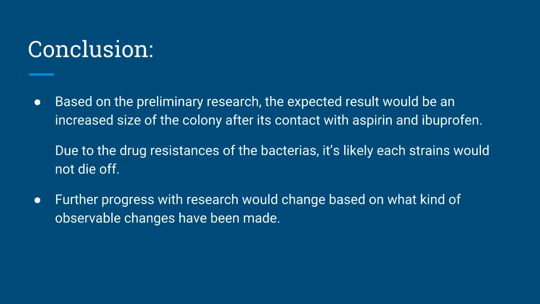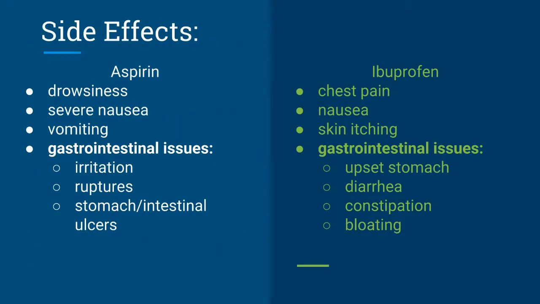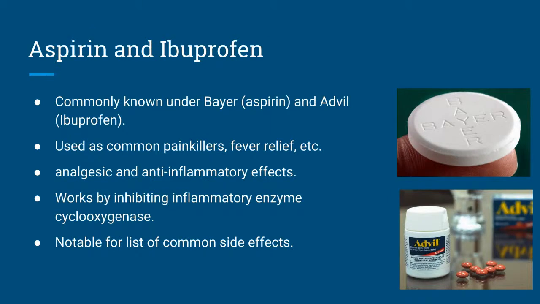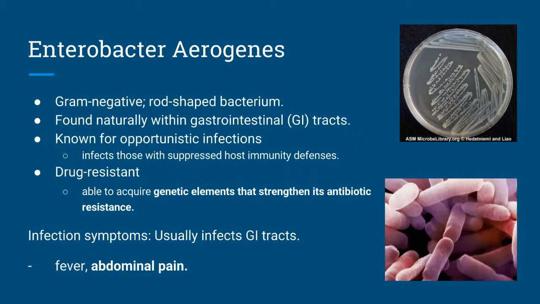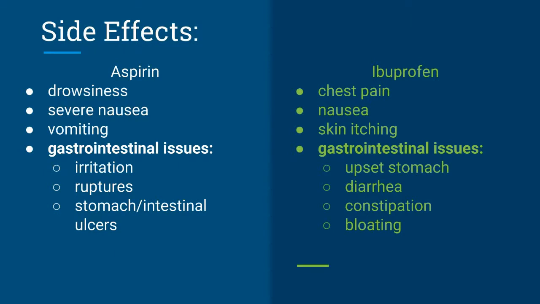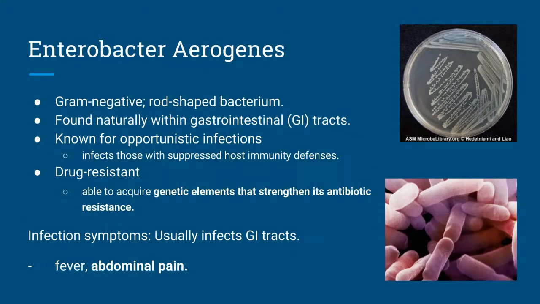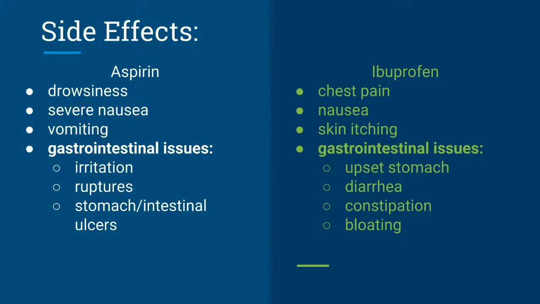Did you mention E. coli after that beginning slide? What is the correlation for E. coli afterwards? Okay. So when E. coli and Enterobacter aerogenes infect the body, the symptoms they show are very similar to the side effects of aspirin and ibuprofen, which include gastrointestinal issues. These are very similar to the nausea, diarrhea, severe stomach cramps, and abdominal pain seen with the side effects of these two drugs.